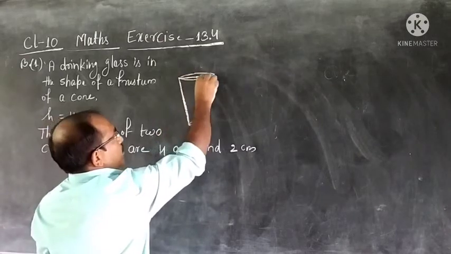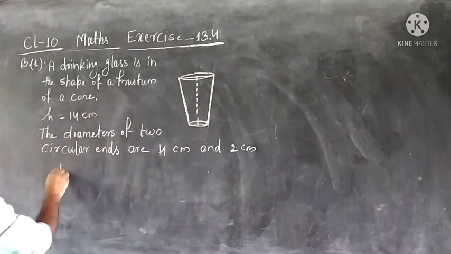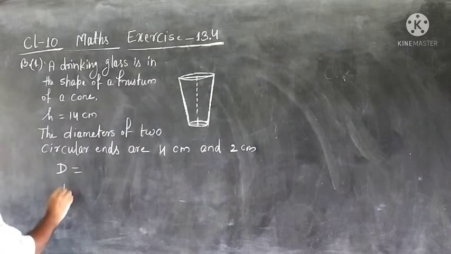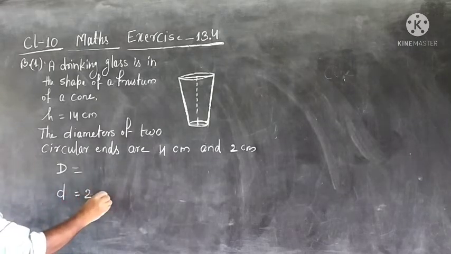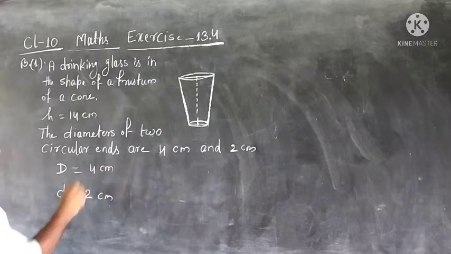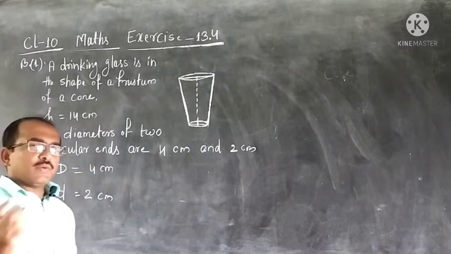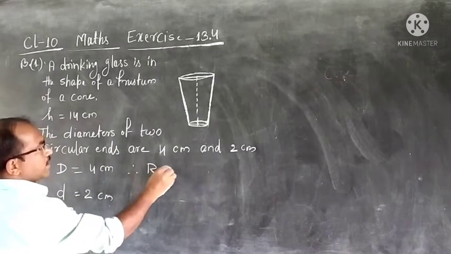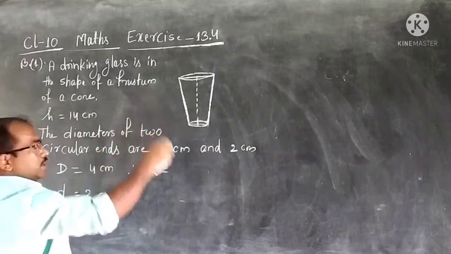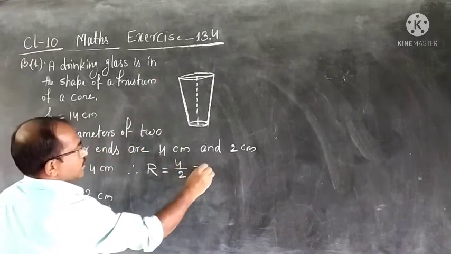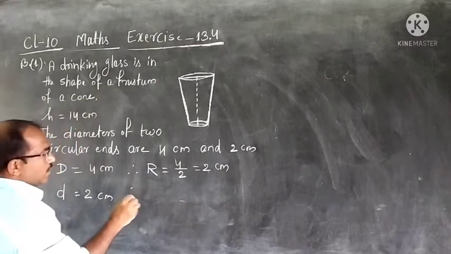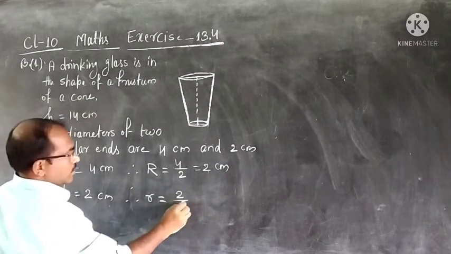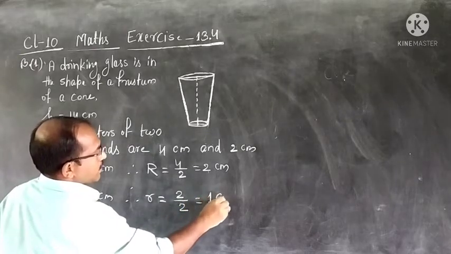So, this is diameter, not radius. Let us use bigger d for the bigger diameter and smaller d for the smaller diameter: 2 centimeter and 4 centimeter. We will work with radius; wherever we find diameter we will just make it half and get radius. Therefore, the radius of the bigger end is 4 by 2, that is 2 centimeter, and for the smaller end radius, smaller r, the diameter is 2, divided by 2, so 1 centimeter.